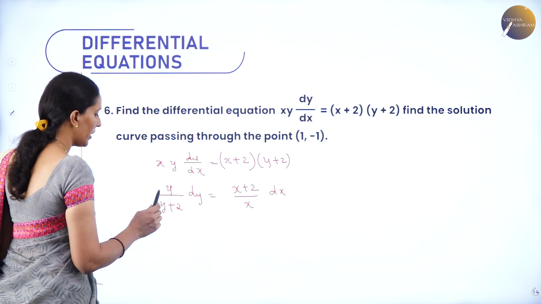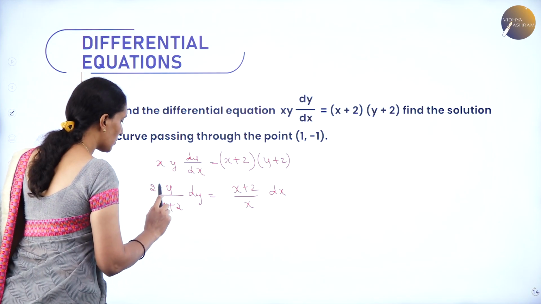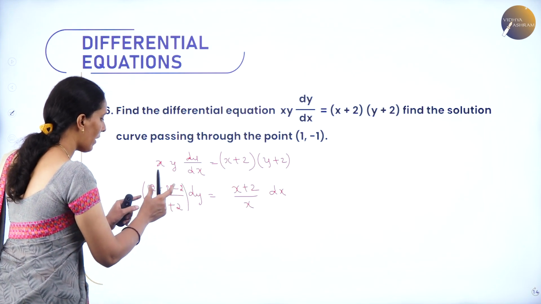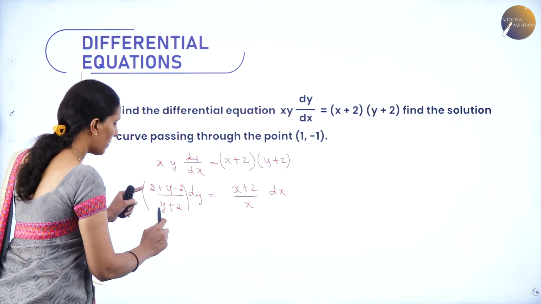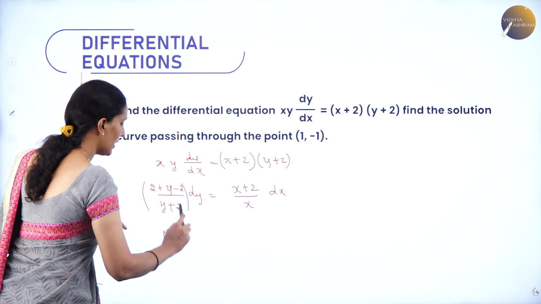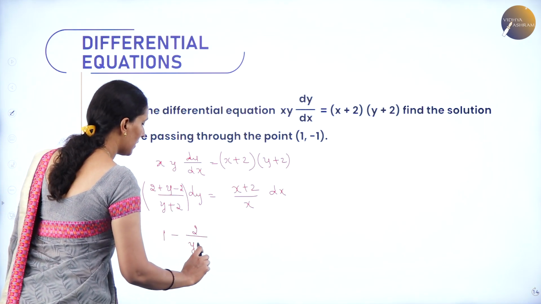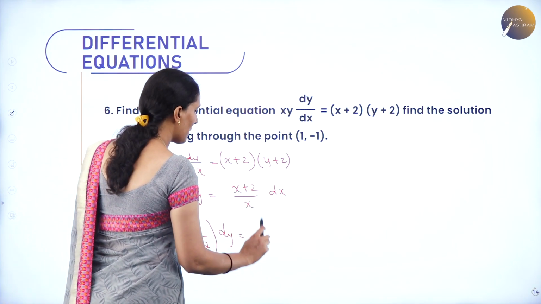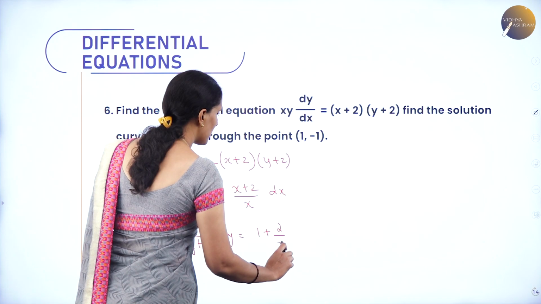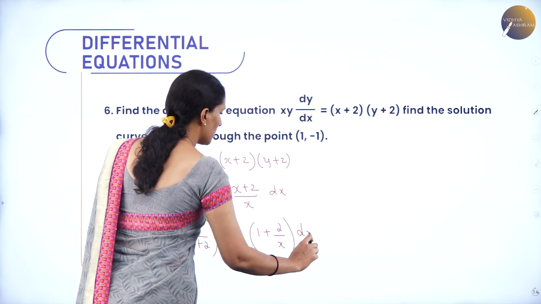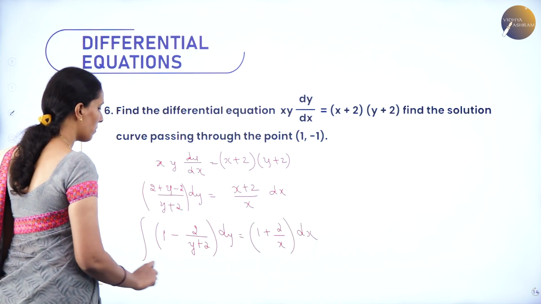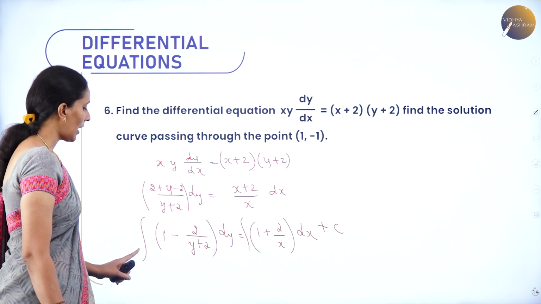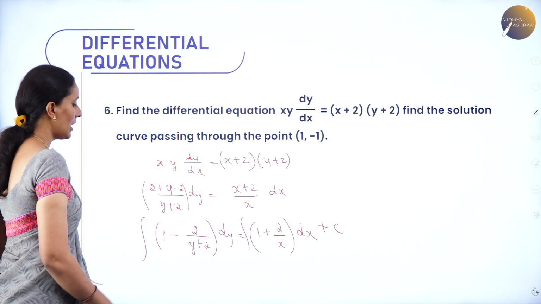So what I will do here, I will add plus 2 and subtract 2 for this equation. Then I will divide it by the numerator. So y plus 2 by y plus 2 becomes 1 minus 2 divided by y plus 2 into dy is equal to x by x is 1 plus 2 by x into dx. So let me apply the integral on both sides and add integration constant here. So what is integral of 1 with respect to dy? It is y.